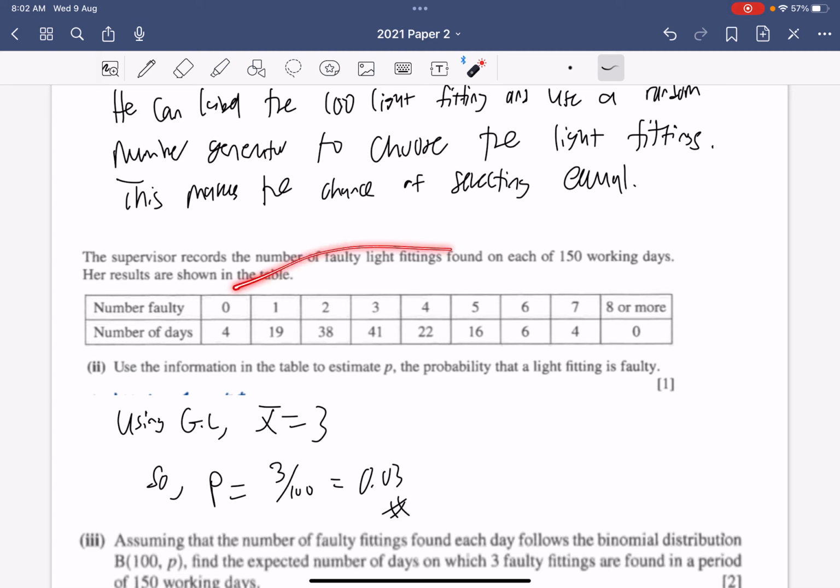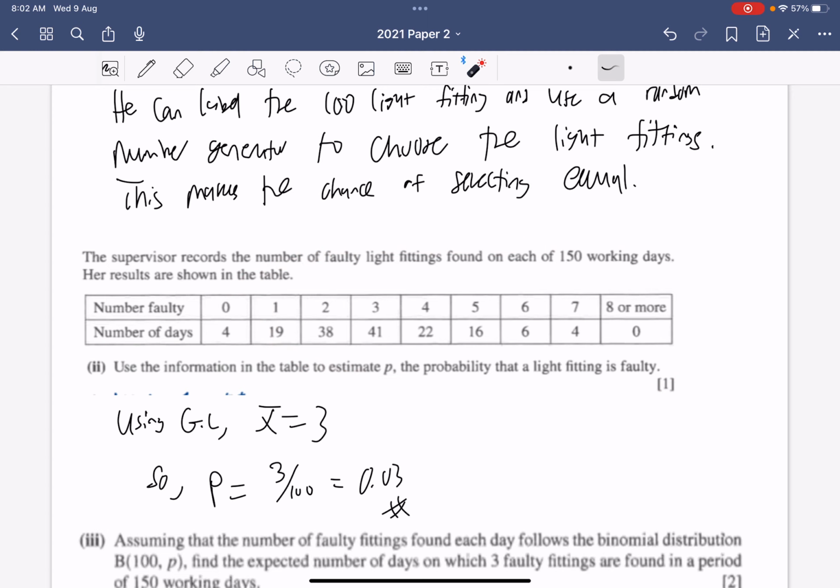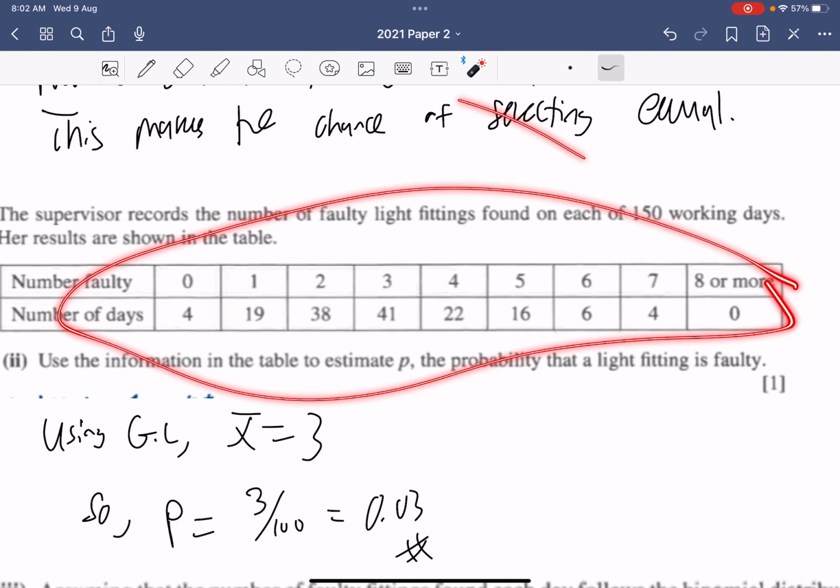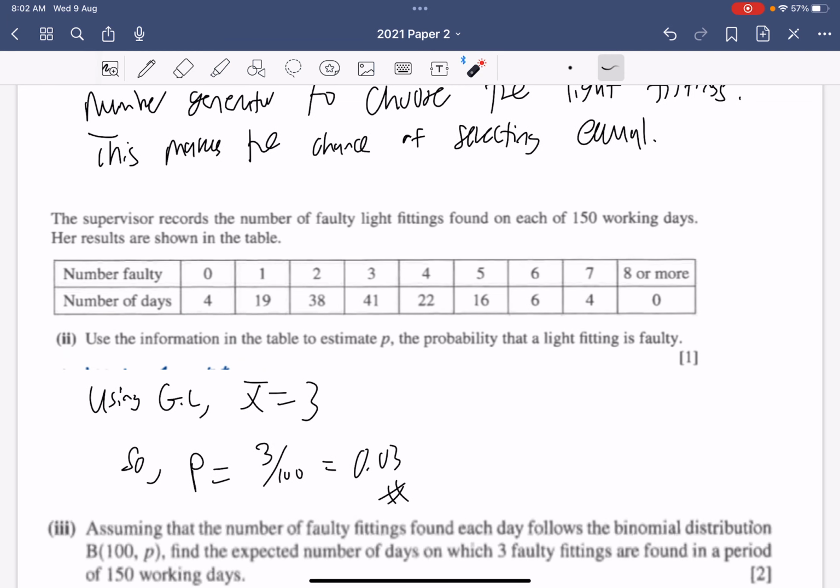So now we are given some information and we're supposed to estimate the probability that a light is faulty. So it's basically, we will just use our GC and we can quickly calculate what is the mean number of faulty. And so the probability that a light fitting is faulty is 0.03.